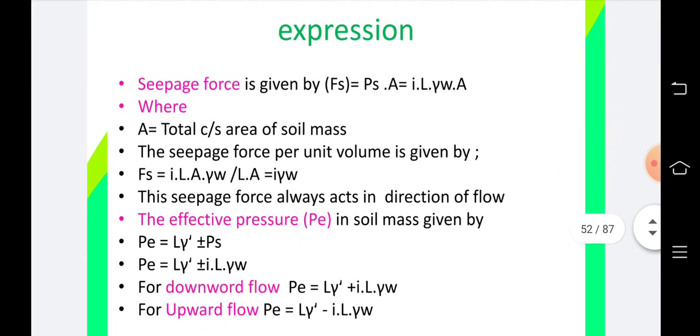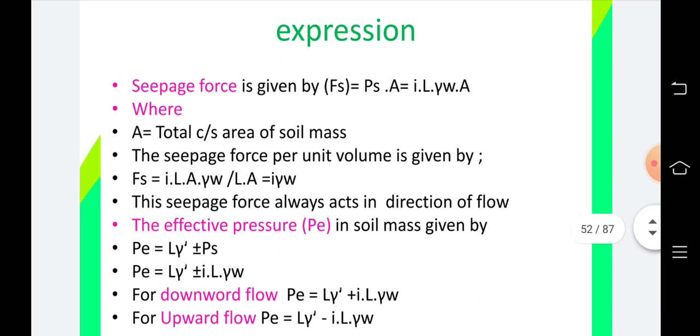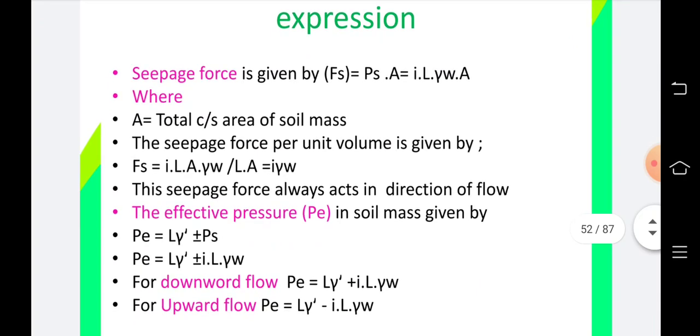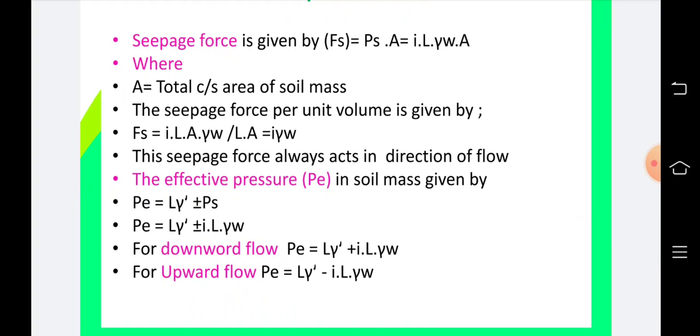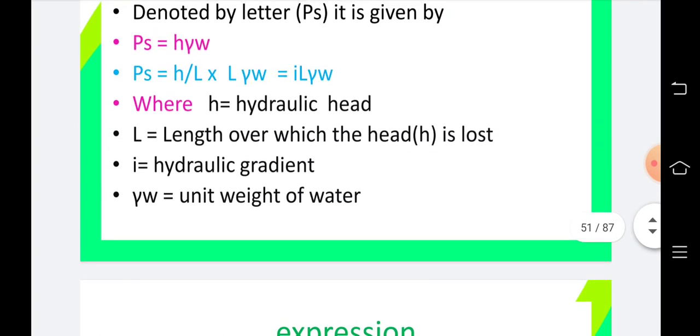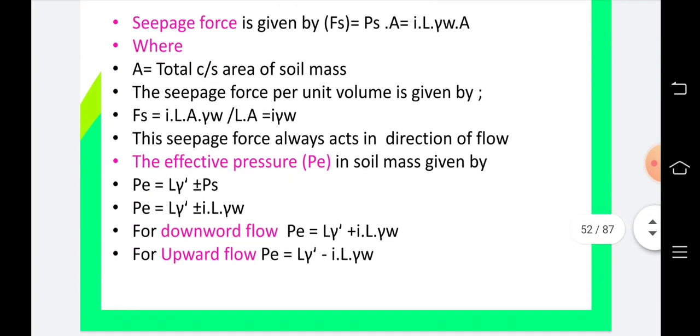So in terms of the effective pressure of the soil mass, that is when the flow is upward, the formula for effective pressure is P equals L gamma dash plus or minus PS. This gamma dash is the submerged unit weight. We know that the value of PS is IL gamma W, which is shown by this blue pen.